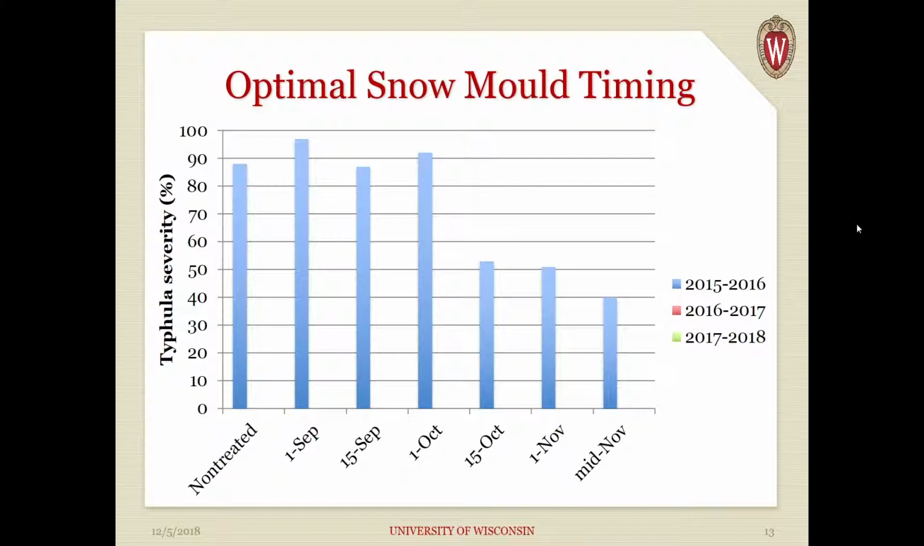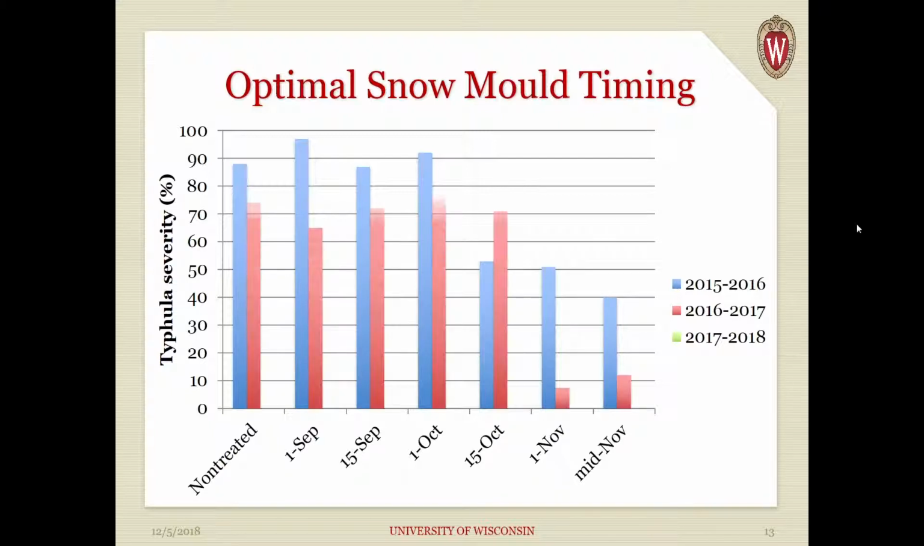So we tried to time it right before snow cover, and each year it was very, very consistent when that application was. Then in year 2, 2016, 2017, we see a very dramatic cutoff in disease control between the 1st of November and the 15th of October. If we go to year 3, we actually see the same exact cutoff, 15th of October to the 1st of November.